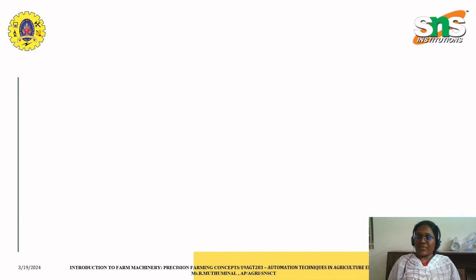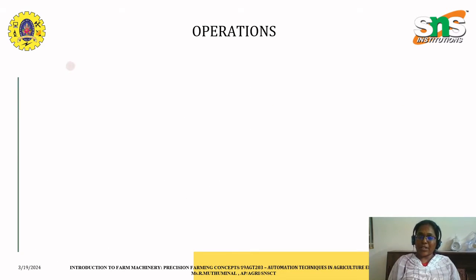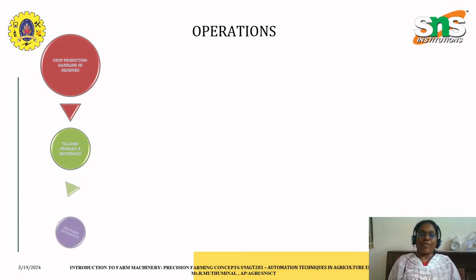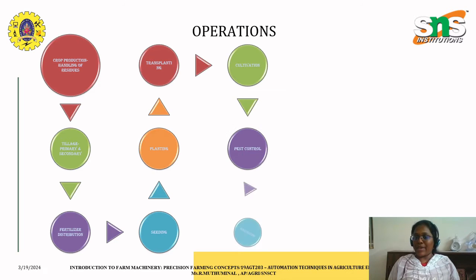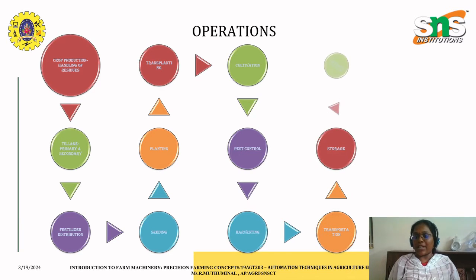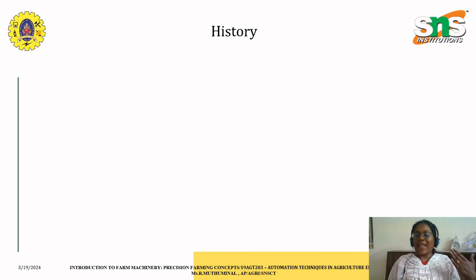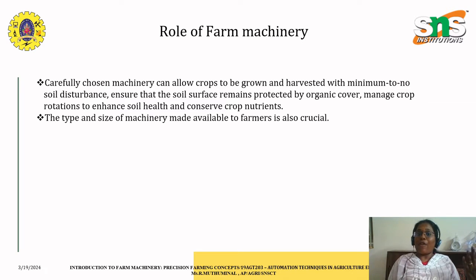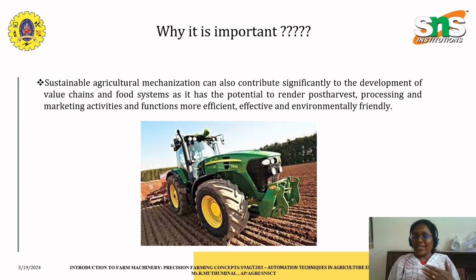We have seen what farm machinery is, what it does, and what operations are involved in agricultural production. It has several stages: handling of residues, tillage, fertilizer distribution, seeding, planting, transplanting, cultivation, pest control, harvesting, transportation, storage, pre-marketing and processing, and lastly livestock production. Then we saw the history of farming, the role of farm machinery and why it is important. Today we'll see how farm machinery is involved in agricultural production and which farm machineries are available nowadays.